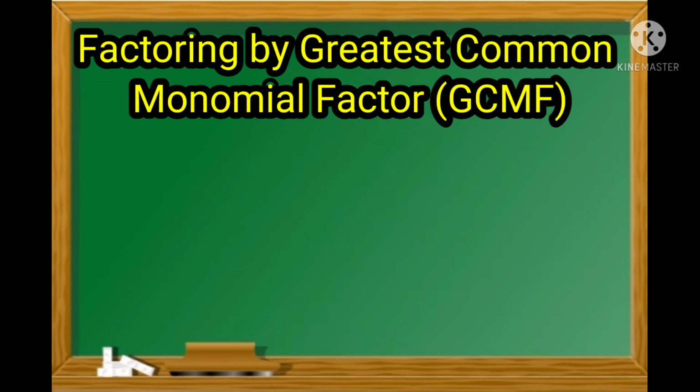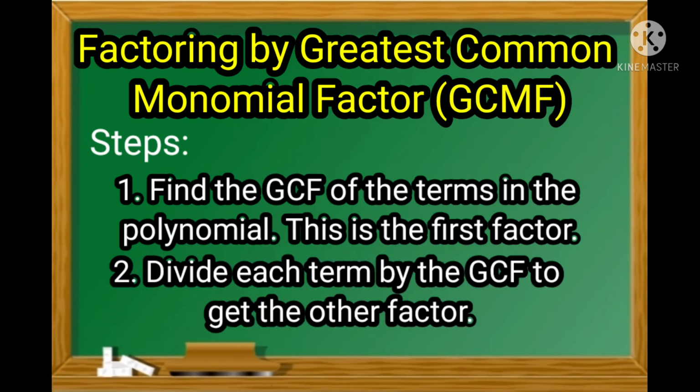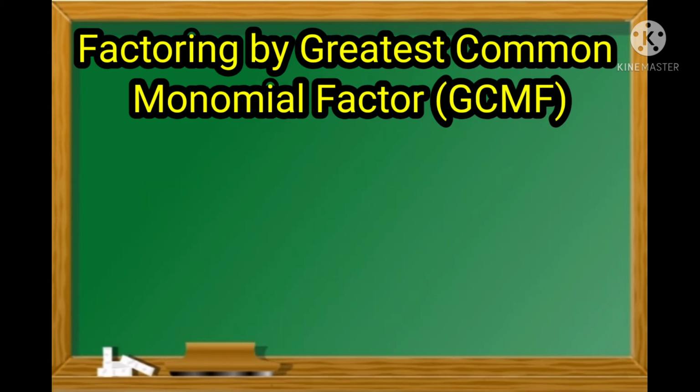How to use or apply this kind of factoring technique? First, find the greatest common factor of the terms in the polynomial, and this is the first factor. Second, divide each term by the GCF to get the other factor. To further illustrate the concept of GCMF, let's try to explore the following examples.